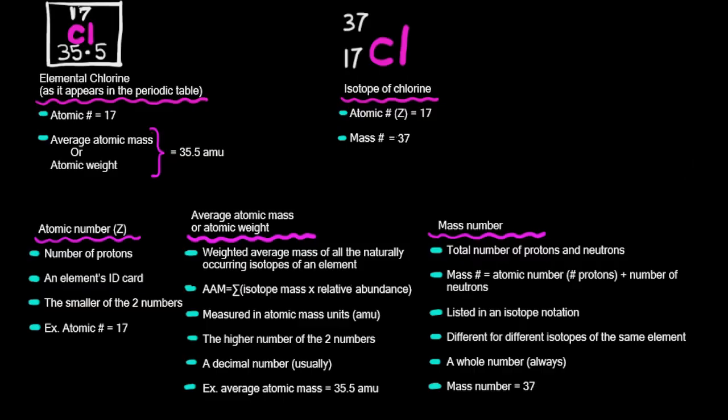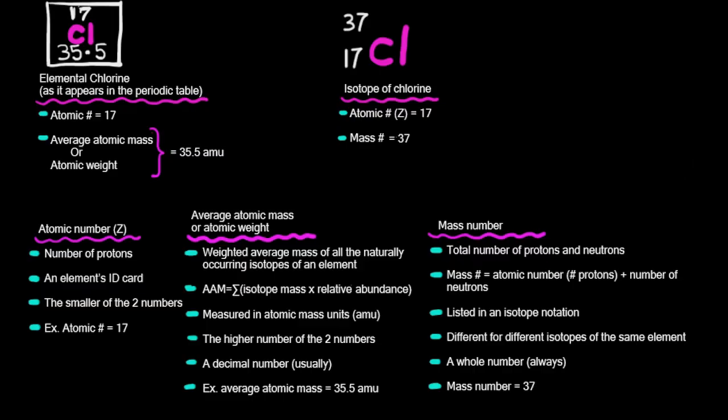This means that every chlorine atom, no matter which isotope it is, contains 17 protons. For example, both elemental chlorine on the periodic table and the isotope chlorine 37 have an atomic number of 17. All chlorine atoms, including all of its isotopes, share the same atomic number.